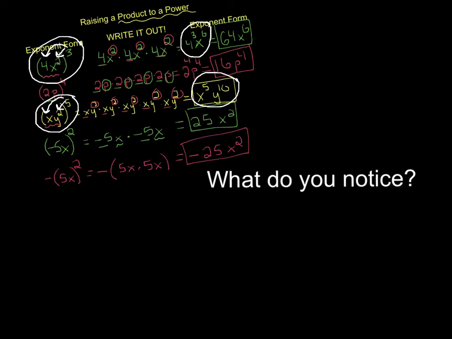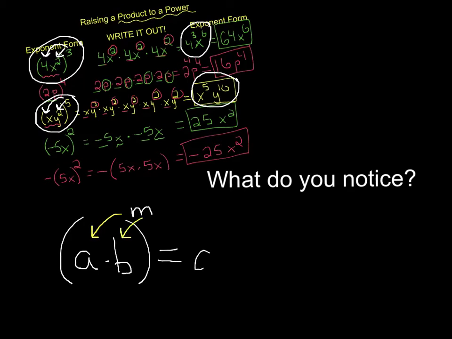So if you have a product, a times b, to the power of m, you can think of it as everything inside the parentheses has to be raised to that power. So it would be a to the power of m times b to the power of m.